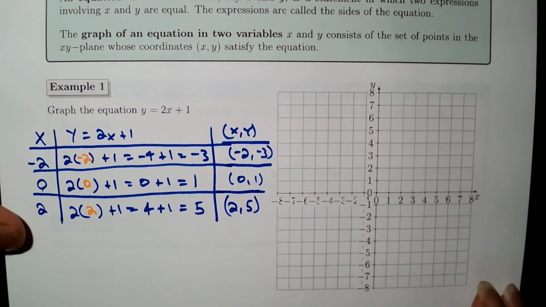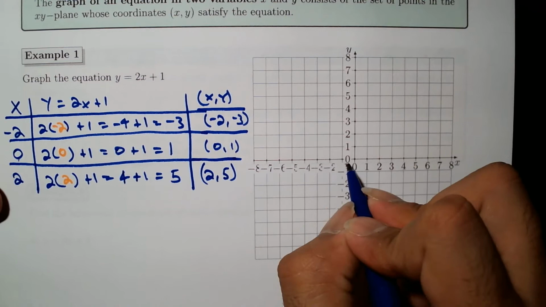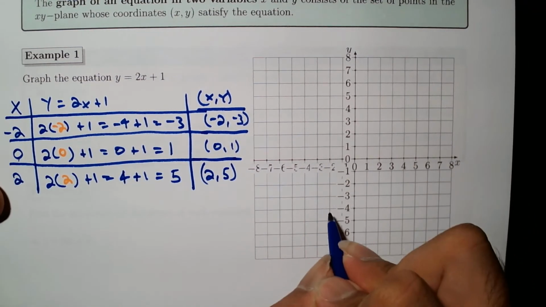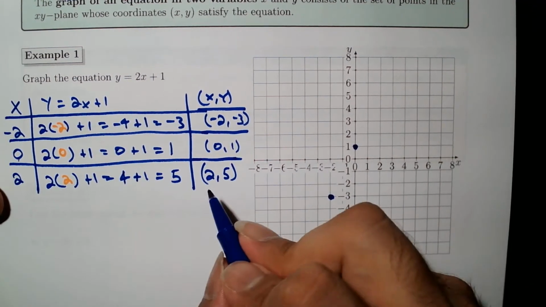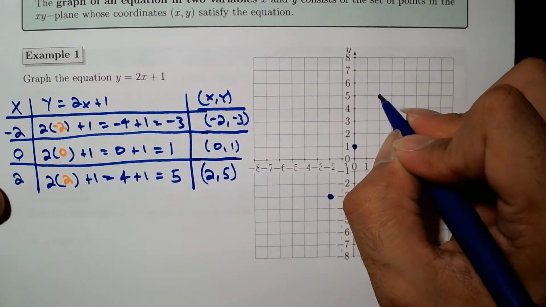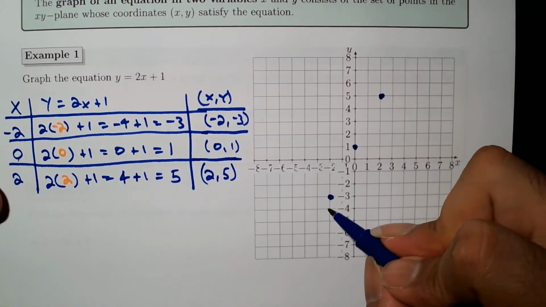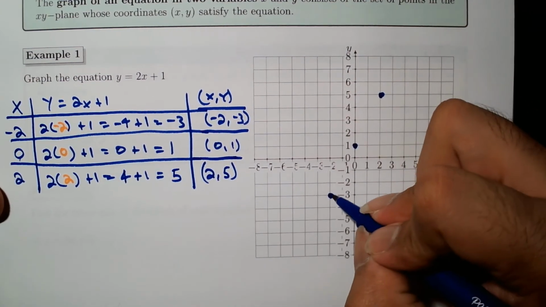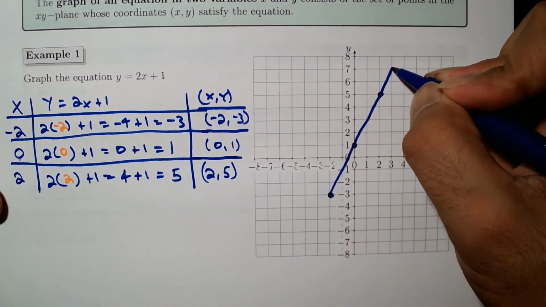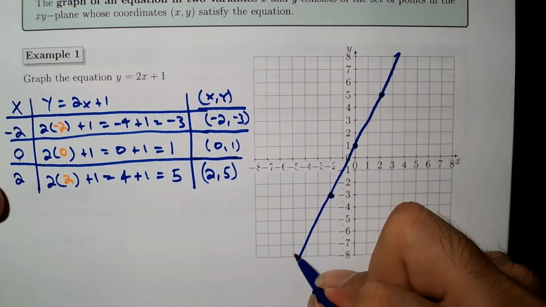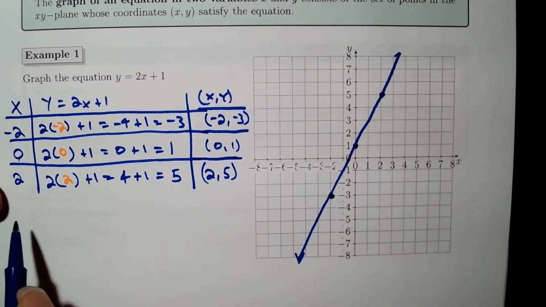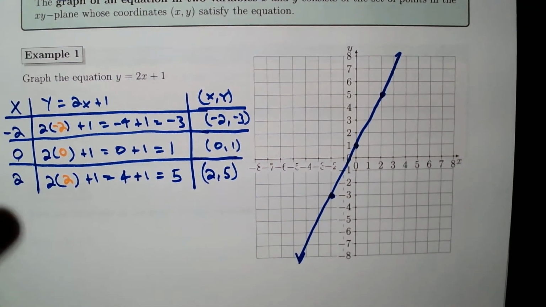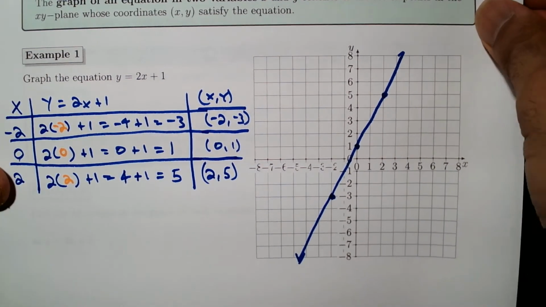Okay, so let's plot these points and let's see what this is about. We go to the point negative 2, negative 3, the point 0, comma 1, and the point 2, comma 5. In this case, if you connect these points, you should get a straight line, and you can just extend it. Of course, if you want to obtain more points, you might want to plug in negative 3 and positive 3. You don't have to. I think typically 3 points is a good amount, but if you want to go all the way to 5, that's up to you.